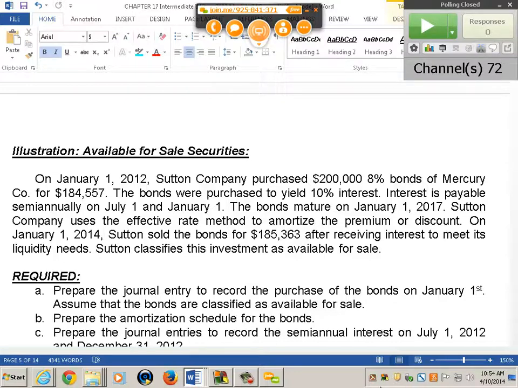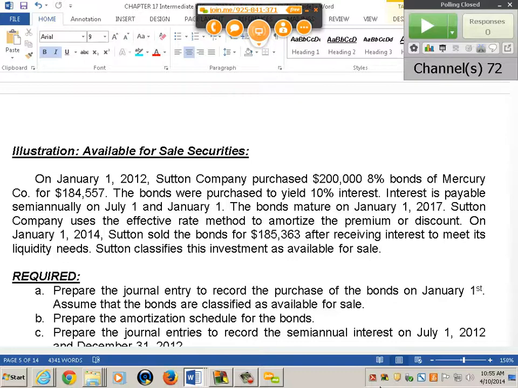All right, so now what are the requirements? Well, I want to know what the entry is going to be when you buy the bonds. And if you wanted to, you could probably work this on the HP calculator because you have all the variables here. So if you wanted to, you could prove the PV. So you know the future value, 200. You've got N is 10, I is 10 also, and the payment is 8,000. So if you wanted to put that through, you should get the purchase price.